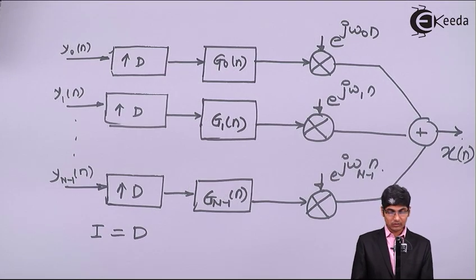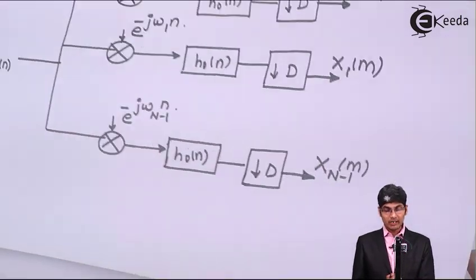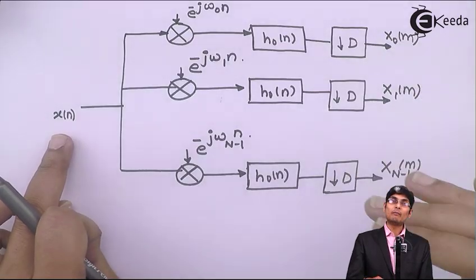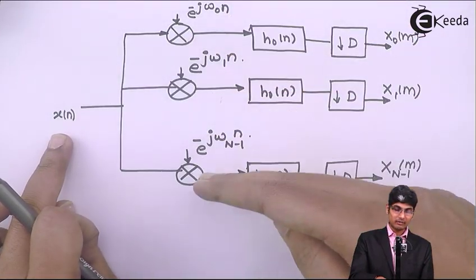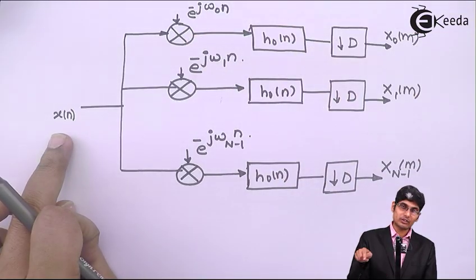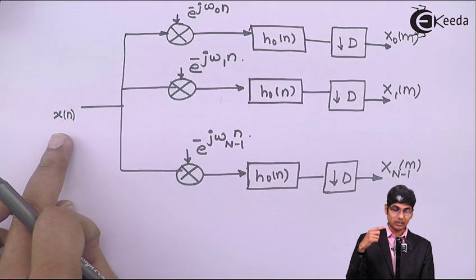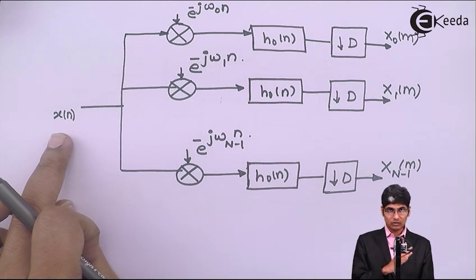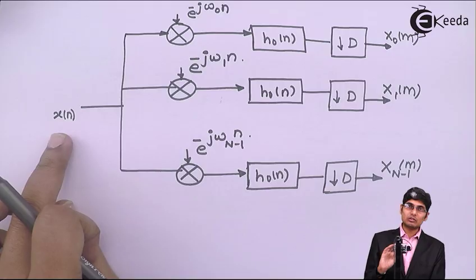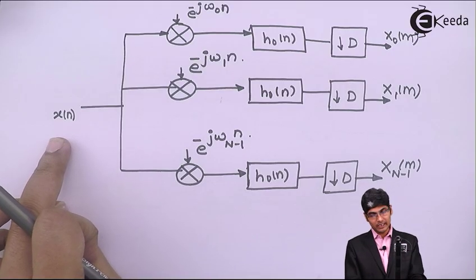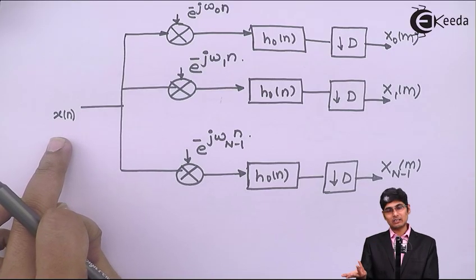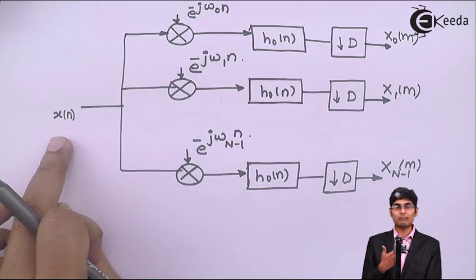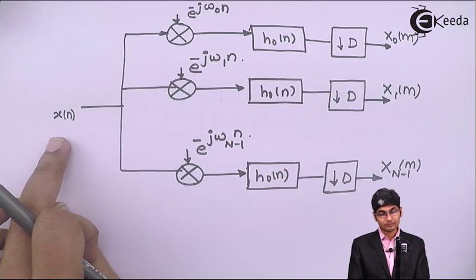So from this structure, what I can say is, when I am doing analysis, I have broken the x of n signal into its components, translated them in frequency by multiplying by e raised to minus j omega naught, omega 1, up to omega n minus 1, which are shifted versions of omega naught, then passed through a filter which is h naught of n, and then downsampled it. Let's say I operated over here as downsampling, so that's not a problem. So I downsampled the signal because I am using a decimator.